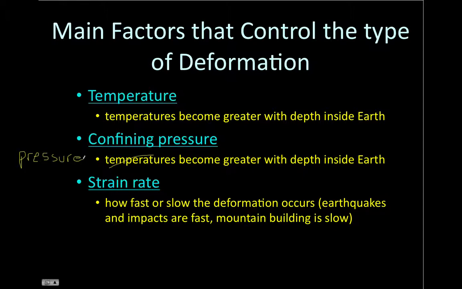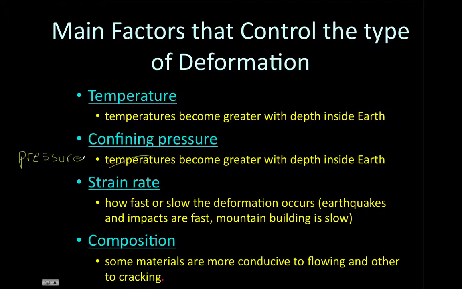If you have an earthquake where two tectonic plates slip past each other very suddenly, or if you have a meteorite impact, those things happen very fast and cause very sudden changes. If you have two continental plates pushing on each other, then that deformation occurs over a very slow, long period of time. The last ruling factor that will control the type of deformation is related to the rock's composition. Some materials are much more conducive to flowing and others to cracking, depending on what they're made from.